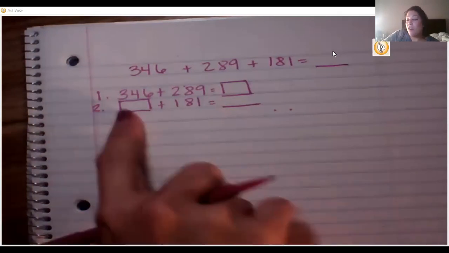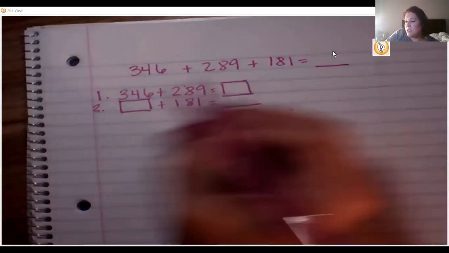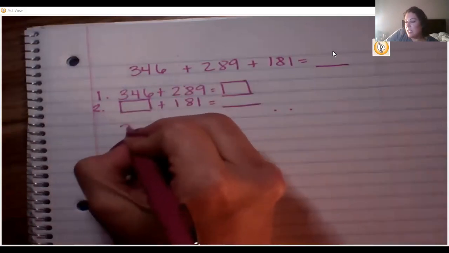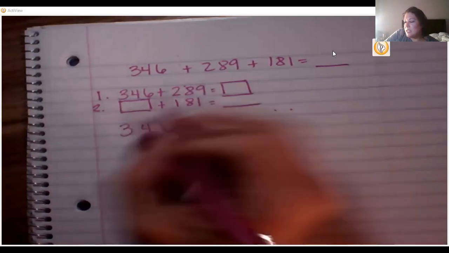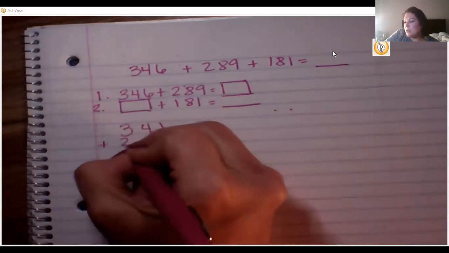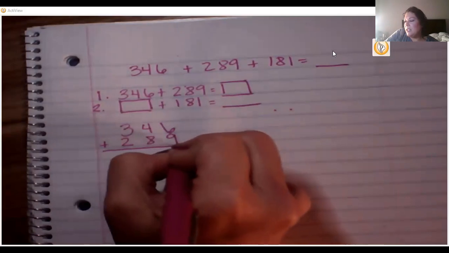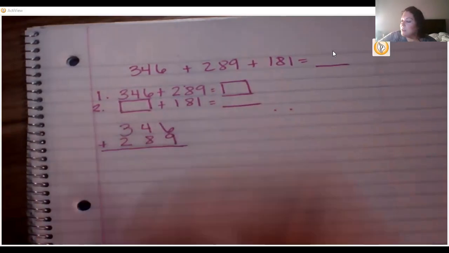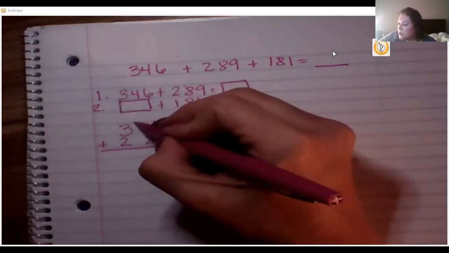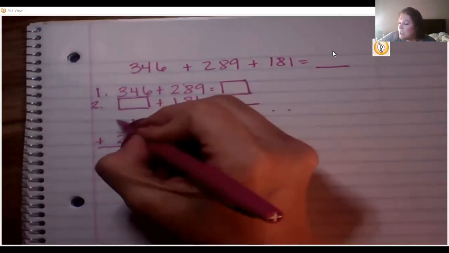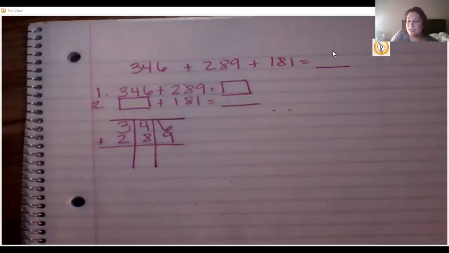Okay, so now I'm going to solve my step 1. Step 1 is 346 plus 289. Set yourself up, 346 plus 289. And you know what? I forgot to turn my notebook sideways. I was just not thinking. So I am going to draw my place value chart instead of using my blue lines, just so I can keep myself nice and organized.